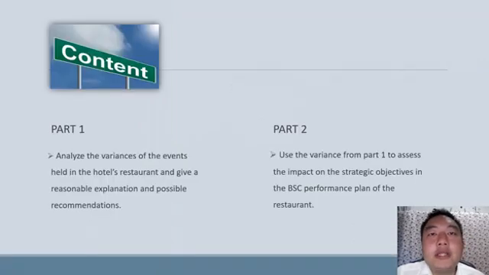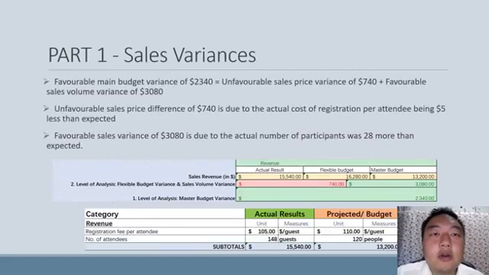This report will be divided in two parts. The first part will analyze the variance of the events held in the food shop and give a reasonable explanation and possible recommendations. Then, in the second part, I will use the variances from part 1 to assess the impact on the strategic objectives in the BSA performance plan of the food outlet. Okay, let's look at the first part.